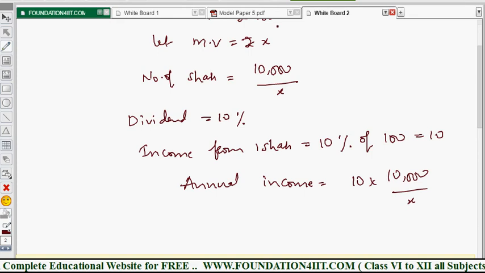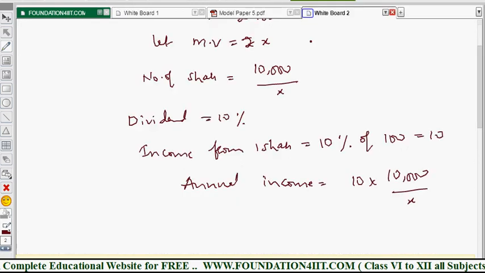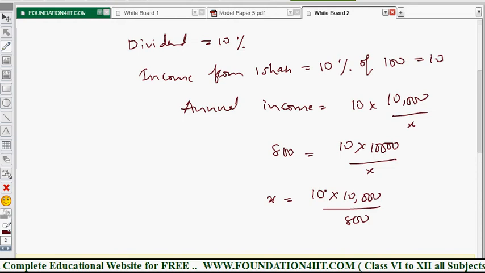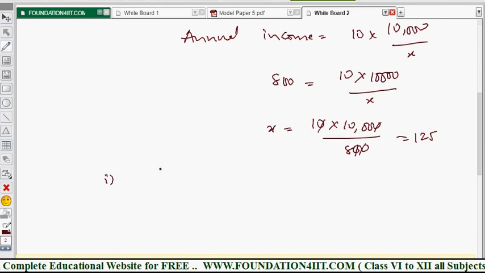Now if you see the question, the person gets an income of 800. According to the question, income is 800. That means 800 is equal to 10 into 10,000 by x. From this we can find the value of x. So x is equal to 10 into 10,000 by 800. Zeros cancel, 1000 by 8 is 125. So x is equal to 125. Therefore x, which we have taken as the market value, is 125.